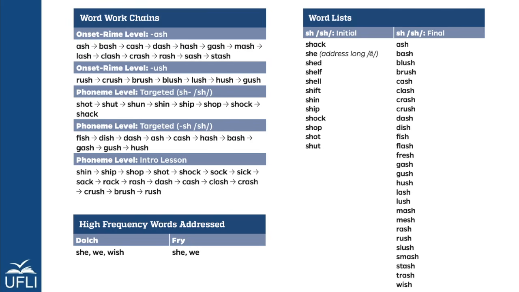In addition to the content for the 8 lesson steps, each lesson plan includes additional resources. We provide a variety of word chains to practice the highlighted concept. We provide word lists that can be used for additional practice as well. We also list any high-frequency words that were addressed. These might be irregular words that were actually taught during the lesson, or other high-frequency regular words that students should be able to read based on where they are in the scope and sequence and based on what was taught in the lesson.